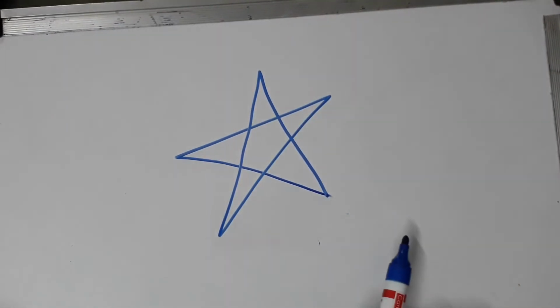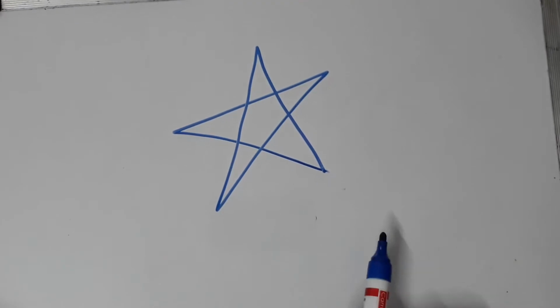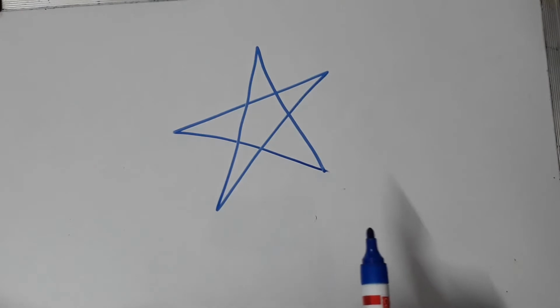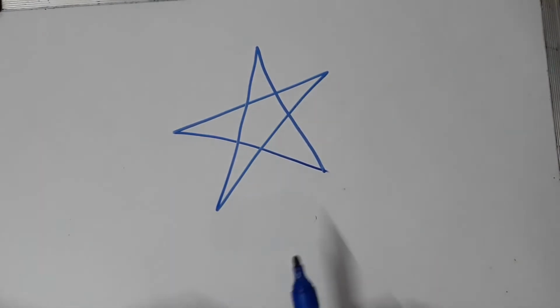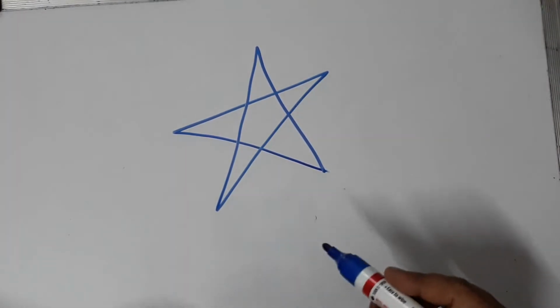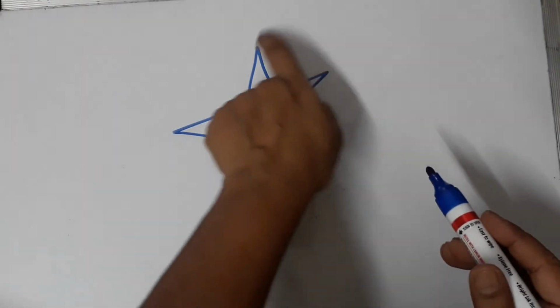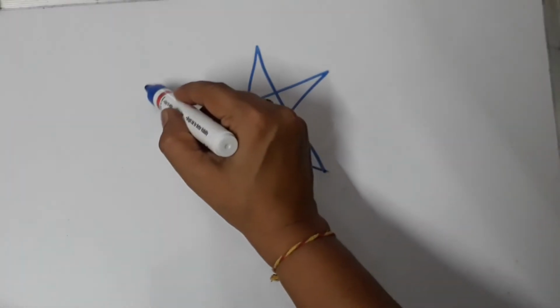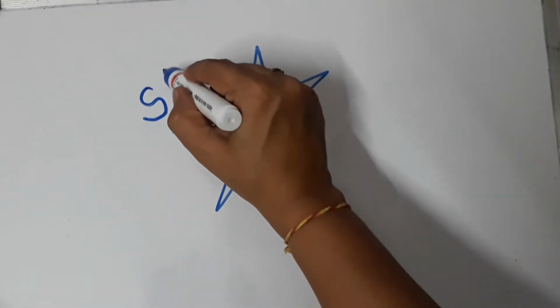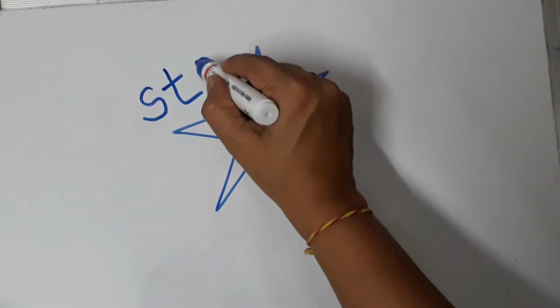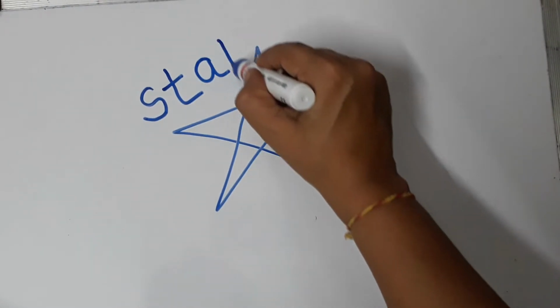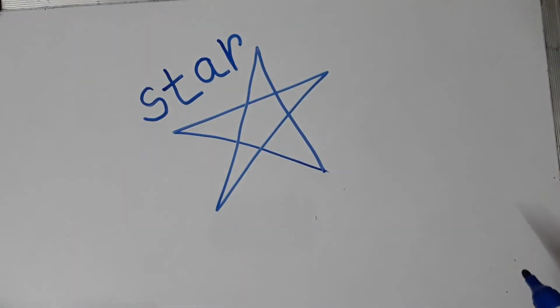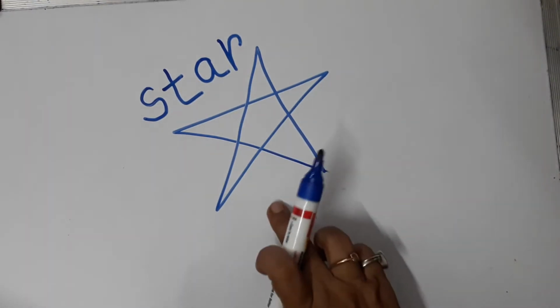Okay, now you tell me, which shape is this? You have seen so many stars in the sky at night, right? Twinkle star. So many times we have sung the rhyme, twinkle, twinkle, little star. So this is a star. Let's write the spelling of a star. S T A R, star.